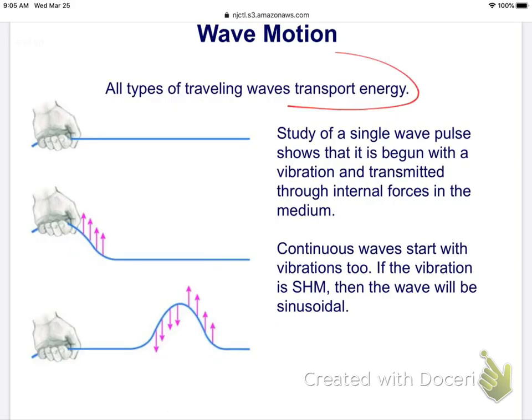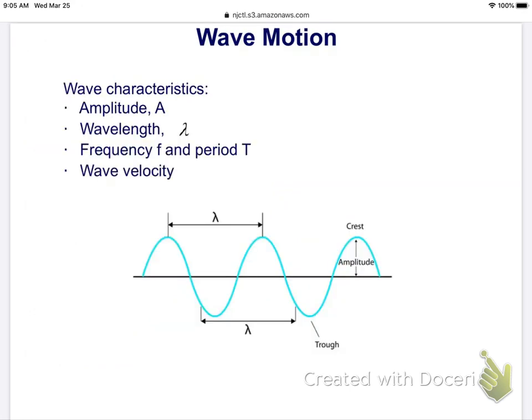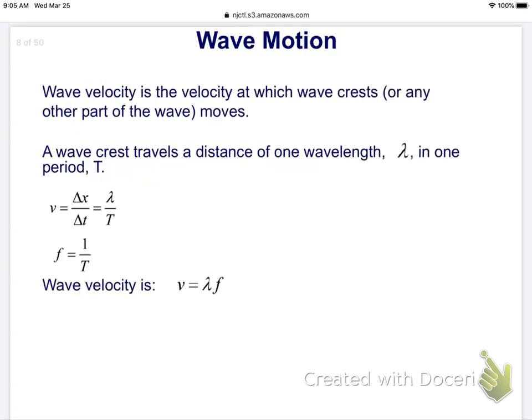Waves transport energy. That's their function. We have a single wave pulse, or we can have continuous waves starting with vibrations. That's known as simple harmonic motion. We mentioned already that they have an amplitude, which is their maximum displacement, the wavelength, which we know as lambda, and frequency and period we've already discussed. And now we need to talk about wave velocity.